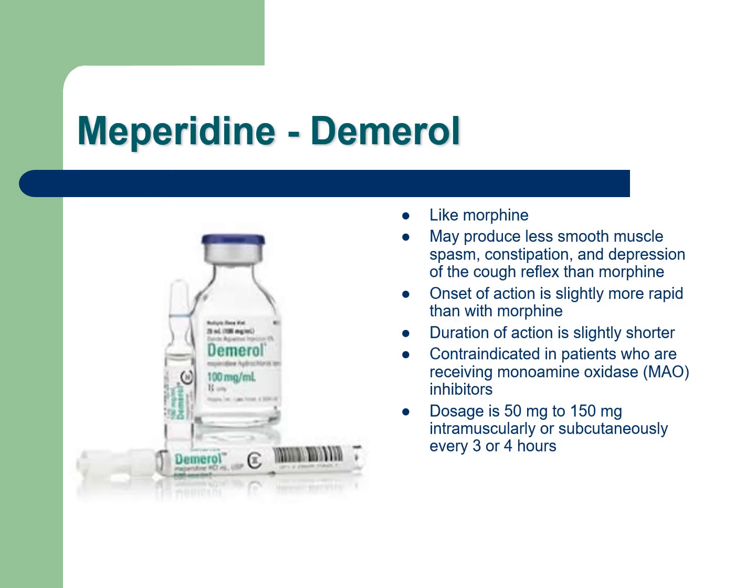The last opioid I'd like to talk about is Demerol. Demerol is just like morphine. It actually produces less smooth muscle spasms, less constipation, and it has a slightly more rapid action than morphine.